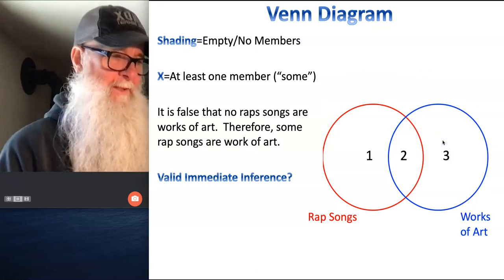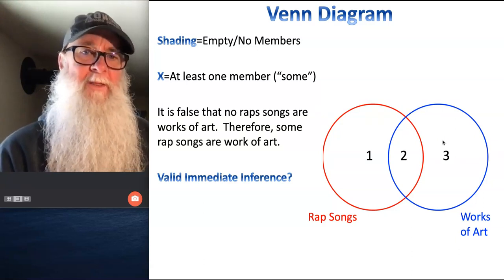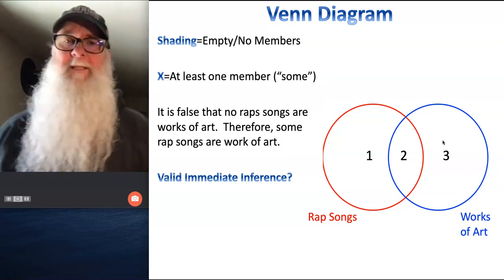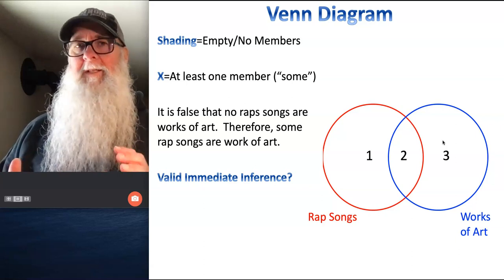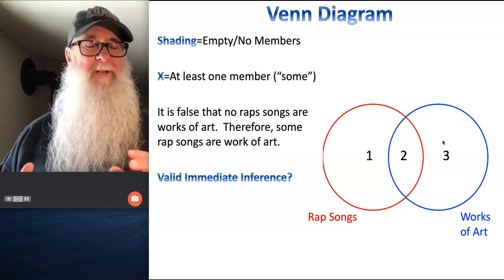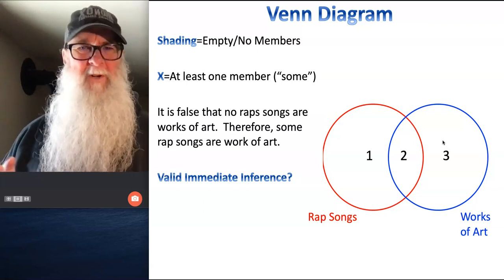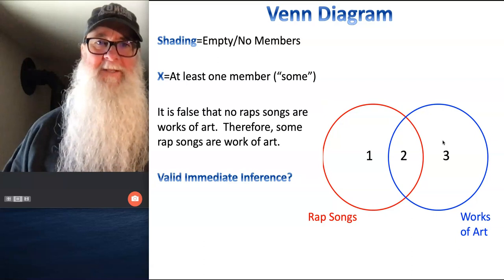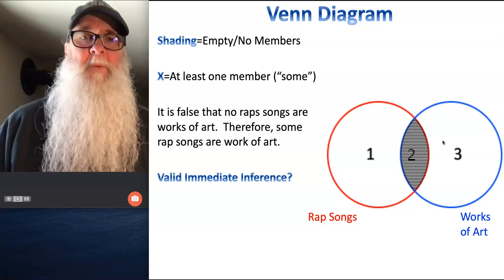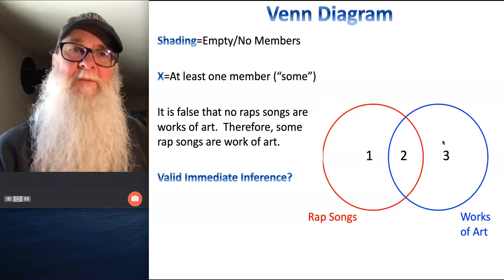Now take a look at this argument. This is trickier. It is false that no rap songs are works of art. Therefore, some rap songs are works of art. Okay, now what's tricky about this is that I know how to create a Venn diagram to illustrate what it looks like when a given premise is a true statement. But how do you create a Venn diagram to show what a statement looks like when it's being offered as false? How would you diagram this statement? I can't do it the same way I would when I assume a statement is true. This shows the statement, no rap songs are works of art, is true. But the premise of the argument is that that statement is false.